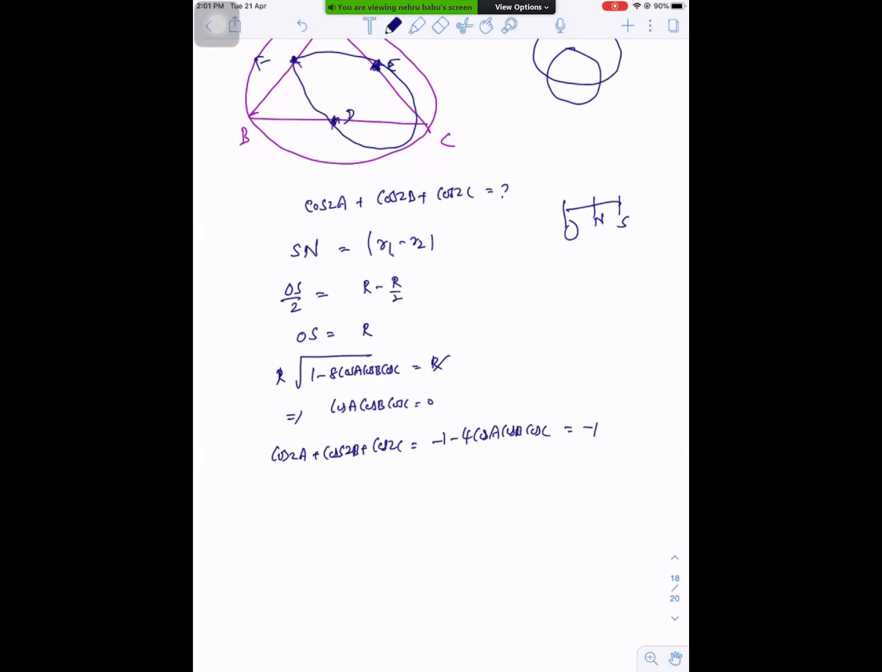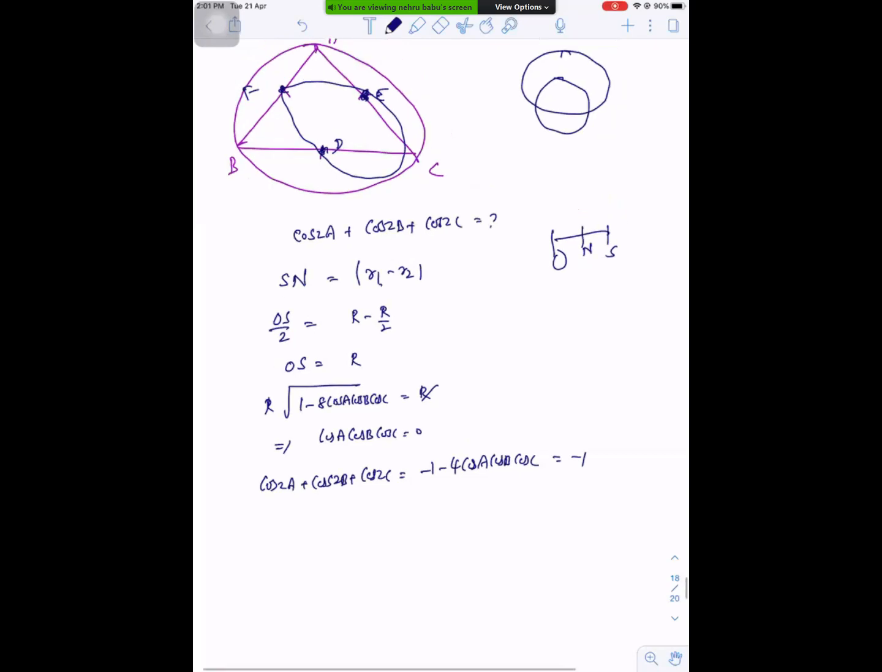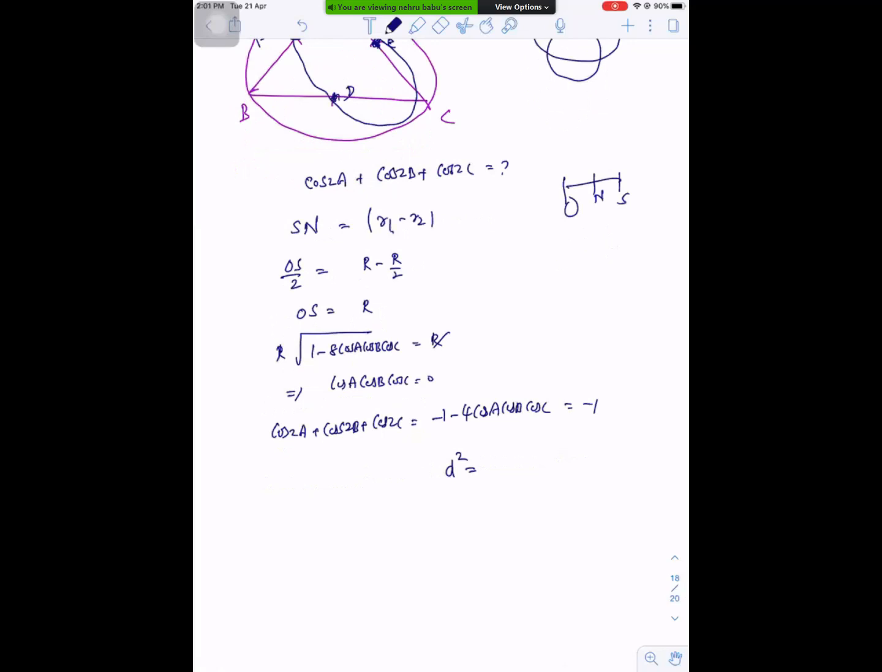And if they are intersecting orthogonally, what happens? In the orthogonal situation, you get d square equal to r1 square plus r2 square. Here d square is the SN distance. So SN square equals R square plus R by 2 square.